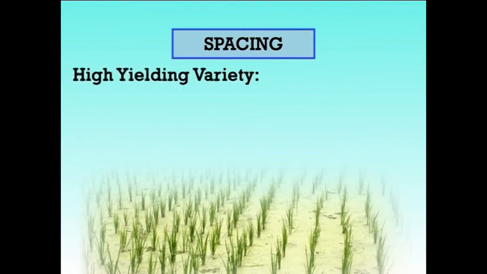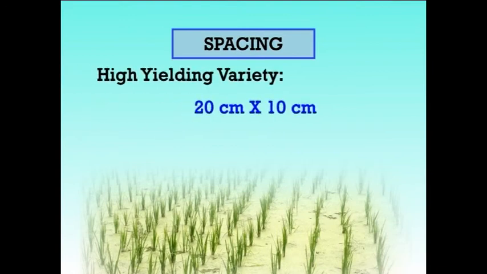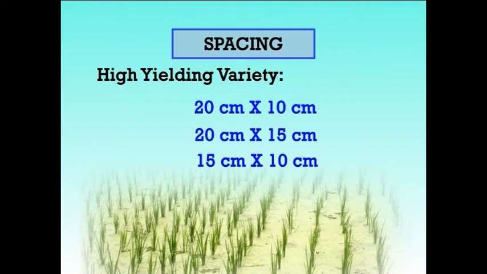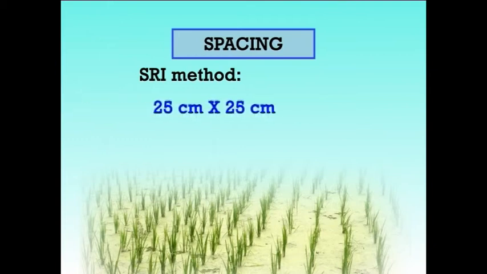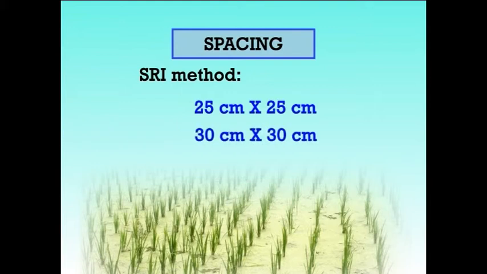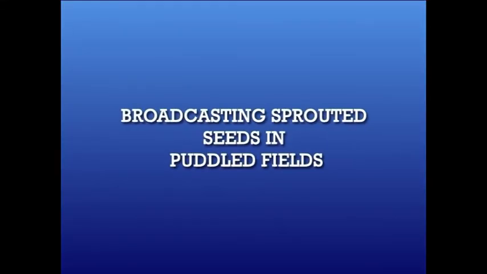Next, we will see how much spacing needs to be maintained in case of rice. For high-yielding varieties, 20 cm by 10 cm, or 20 cm by 15 cm, or it may be 15 cm by 10 cm. In case of hybrid rice, 20 cm by 20 cm is optimum. And in case of the SRI method, 25 cm by 25 cm, or it may be 30 cm by 30 cm also. Now we will see about broadcasting sprouted seed in puddled field.